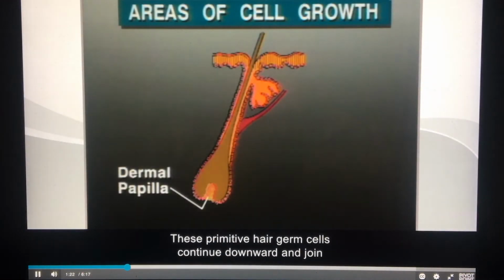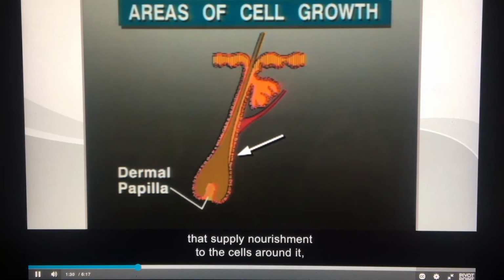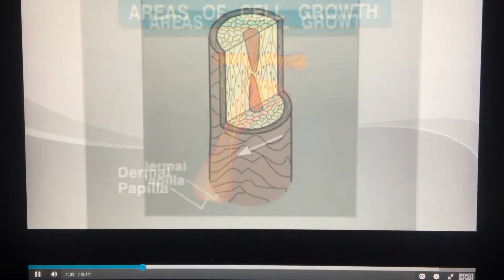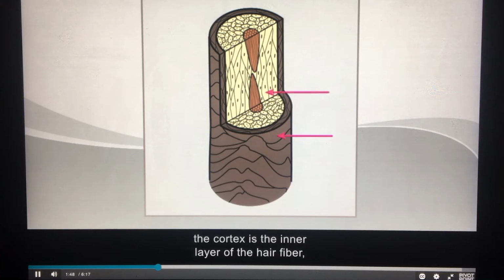These primitive hair germ cells continue downward and join other dermal cells to form what is called the dermal papilla. The papilla is filled with capillaries that supply nourishment to the cells around it, called germinal matrix cells. These germinal matrix cells produce the cells that ultimately keratinize or harden to form the three major layers of the hair. The cuticle is the outer covering of the hair shaft. The cortex is the inner layer of the hair fiber. And the medulla is the center of the hair shaft.